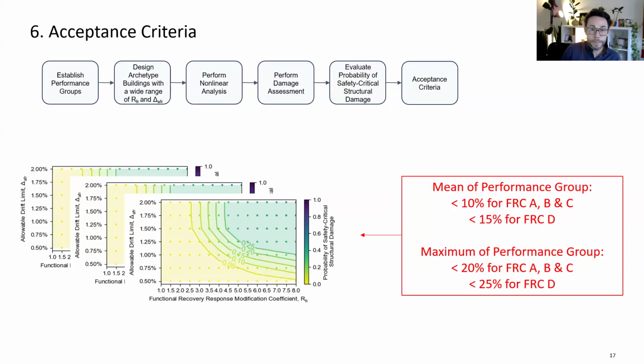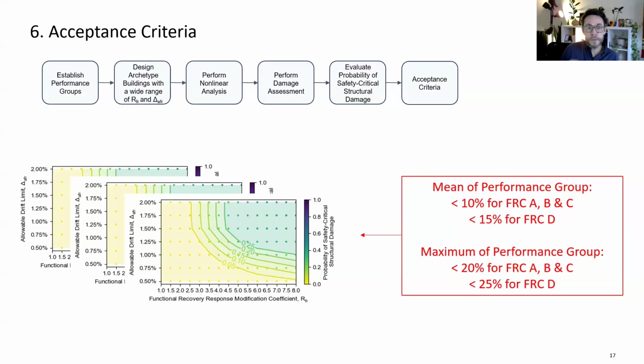And in addition, because we're focusing on checking the average, we also check a maximum probability of safety critical structural damage across all the archetypes that are part of a performance group. This is essentially to ensure that even though the average is good, no individual archetype is performing badly. And the maximum probability is actually a little bit more relaxed than the average. So we're looking at 20% as a limit on functional recovery categories A, B, and C, and 25% for D.